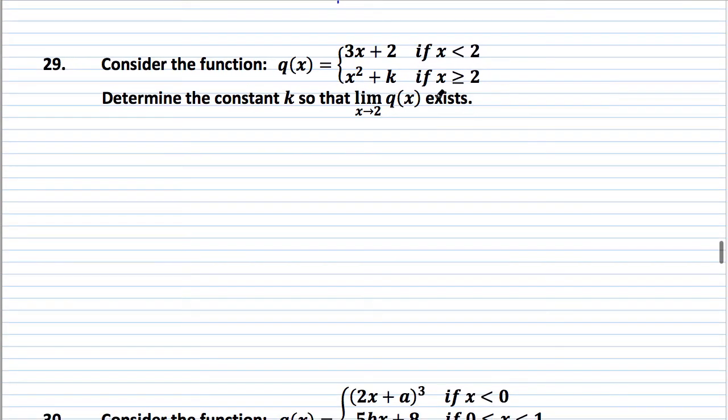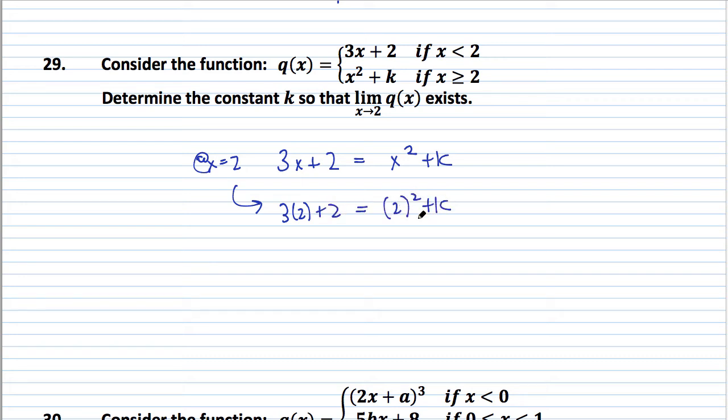For number 29, we now have a function that has an unknown constant k. And so we want to find a value of k so that the limit of q of x exists at x equals 2. So again, both functions must approach one value at x equals 2. So I will set these two sides equal to each other, and then at x equals 2, that would turn into 3 times 2 plus 2 equals 2 squared plus k.